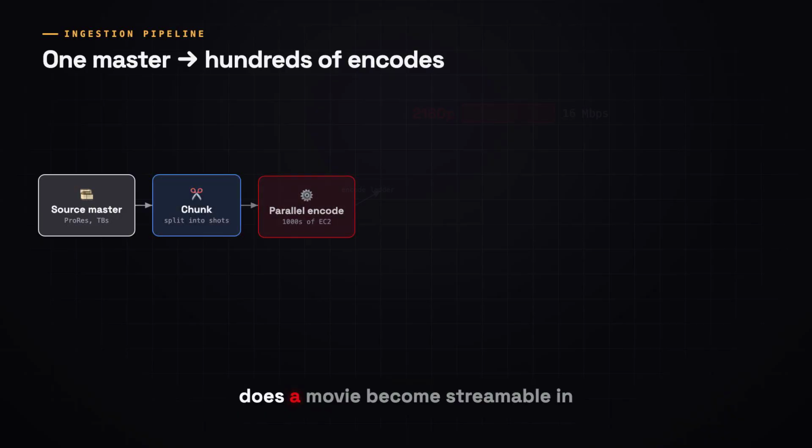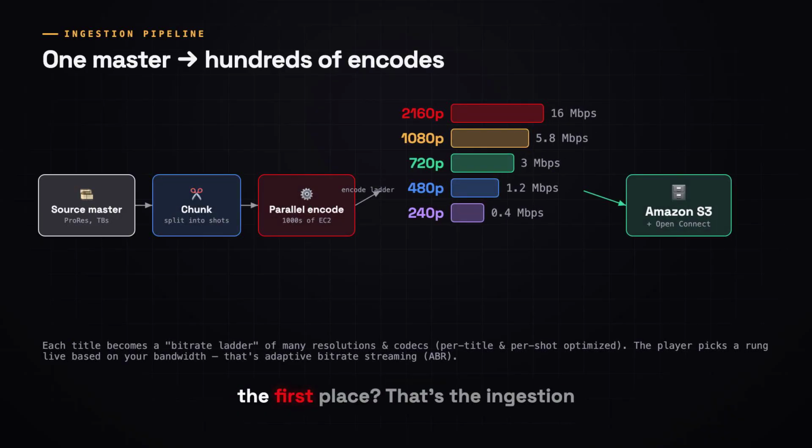But how does a movie become streamable in the first place? That's the ingestion and transcoding pipeline. A studio delivers one enormous pristine master file, often terabytes in size. Netflix chops it into chunks, then encodes those chunks in parallel across thousands of cloud machines. The output is a bitrate ladder.